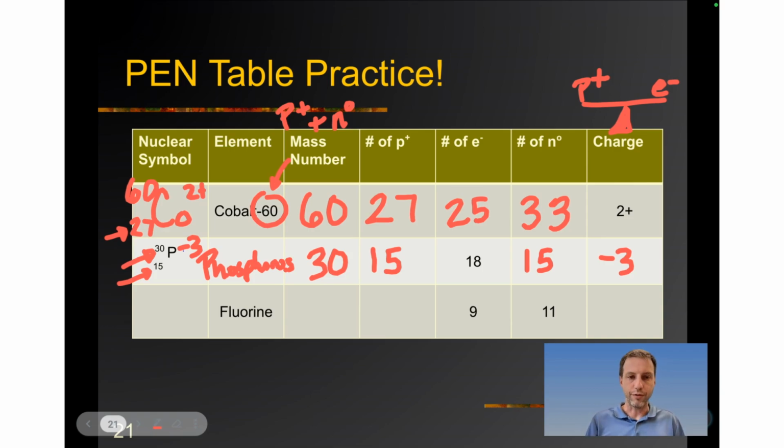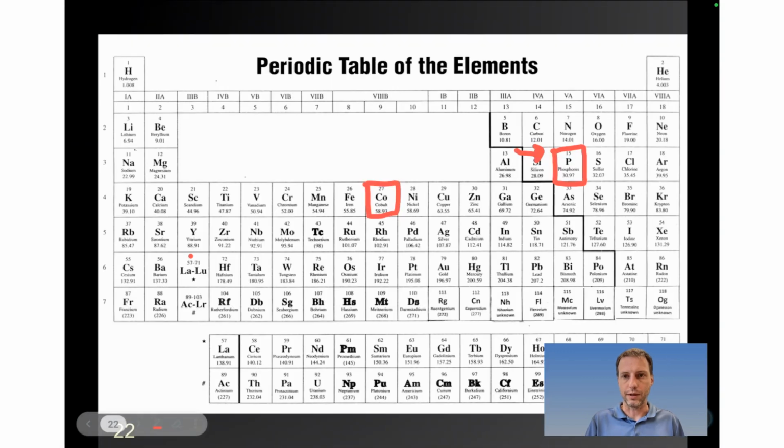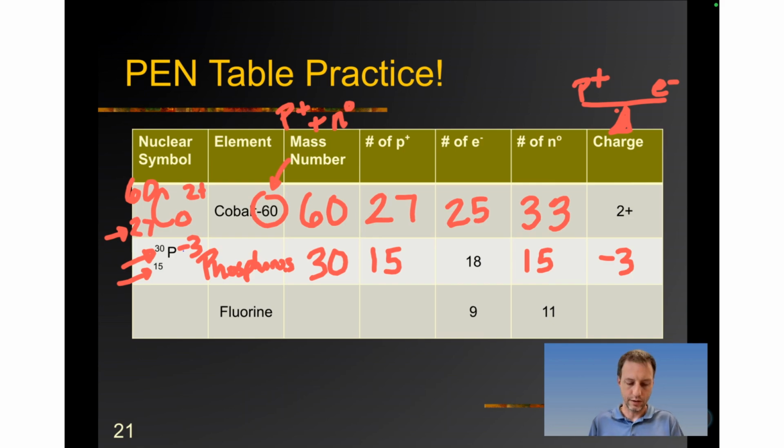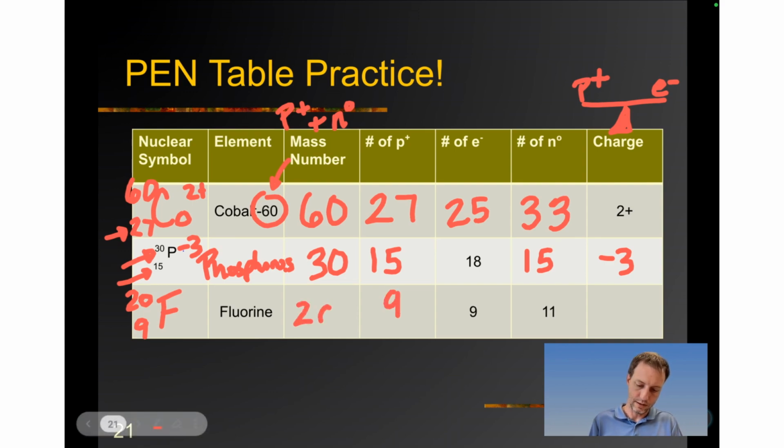Okay, my nuclear symbol for fluorine. Let's skip ahead here. Here's fluorine. Symbol is capital F. We saw the atomic number was 9. Looks like my neutrons, I've got 11. So that tells me my mass is going to be 20 because 9 plus 11 is 20. And my charge, 9 and 9 makes 0, so I don't need anything for the nuclear symbol. And that's how to solve a PEN table.